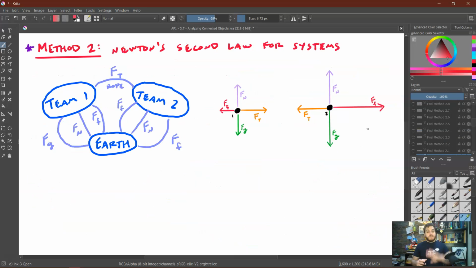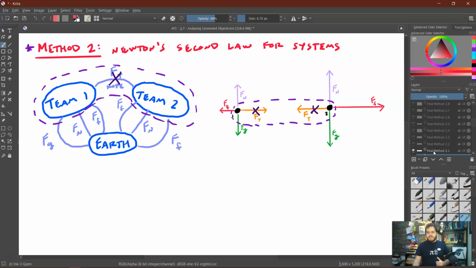So once again, I went ahead and rewrote my system schema and my FBDs here, and now let's use Newton's second law for systems. The first thing we need to do is figure out, looking at this entire system schema and the FBDs, what exactly is internal and external. So I'm going to look specifically at this region, just because I only care about Team 1 and Team 2. I don't care about the Earth's motion. I only care about the acceleration of Team 1 and Team 2.